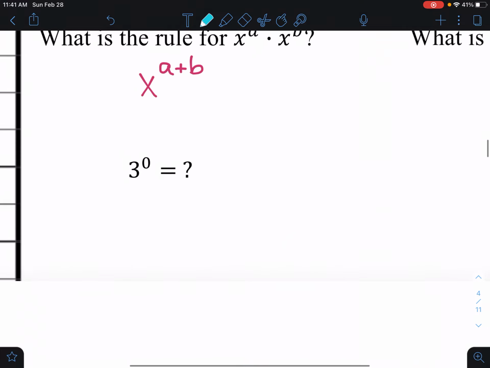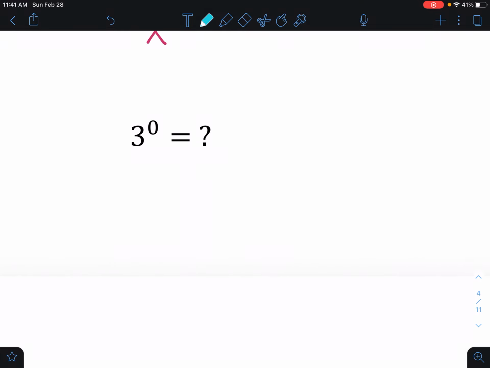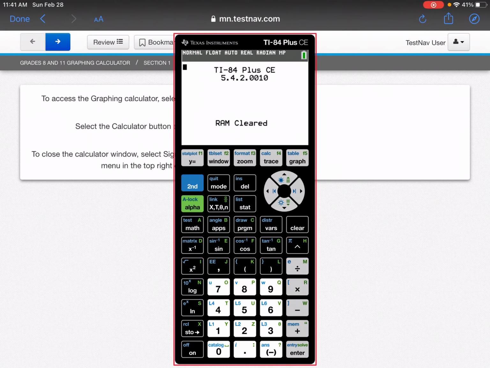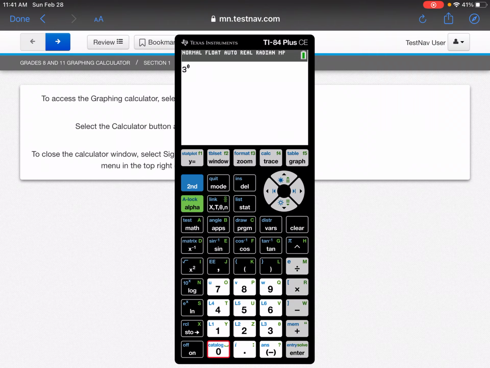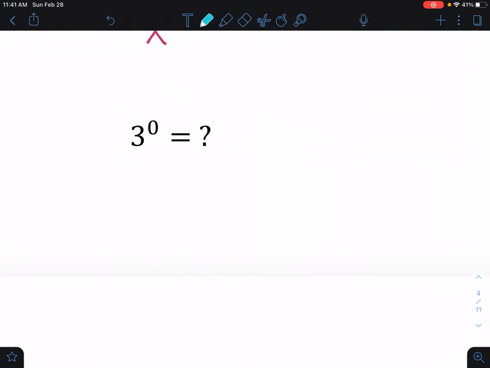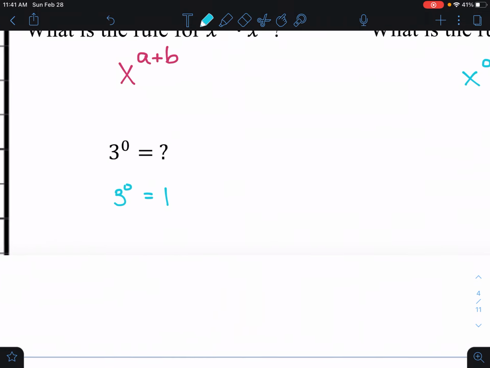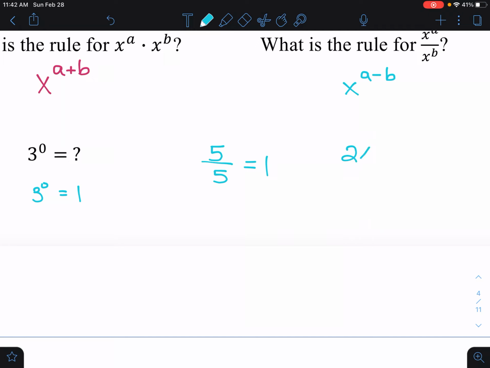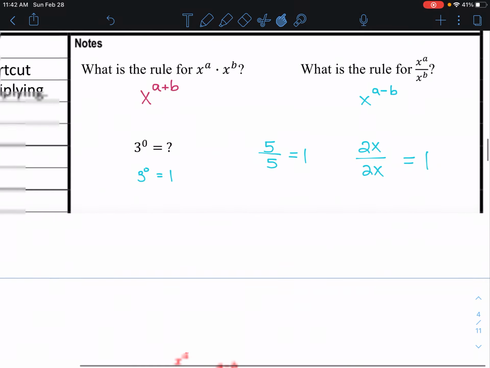Another thing I want to bring up: 3 to the 0 power, what is that? Well, let's type it into our calculator. 3 to the 0 power is 1. Weird, but this is true. Anything to the 0 power is always equal to 1. Also, a reminder: what if I said 5 divided by 5? You know that's 1. If I said 2x divided by 2x, anything divided by itself is always 1. Those are just a couple of reminders that will be helpful for today.